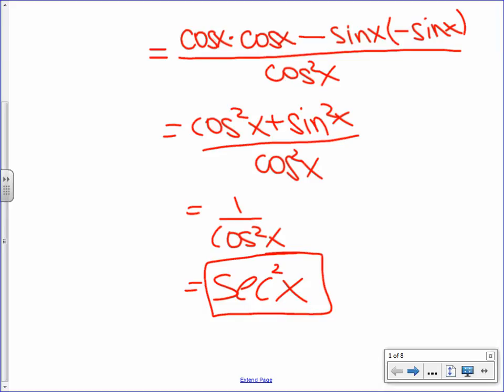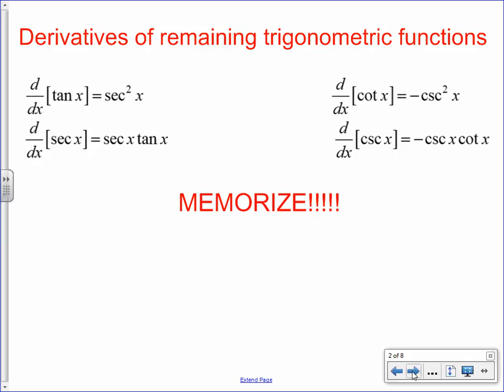Okay? You will not have to do this every time you want to take the derivative of tangent. You're going to remember it, much like you remember that the derivative of sine is cosine. Here are the rest of your trig derivatives. That's part of the product quotient notes, because we just used the quotient rule to figure out what the derivative of tangent was.